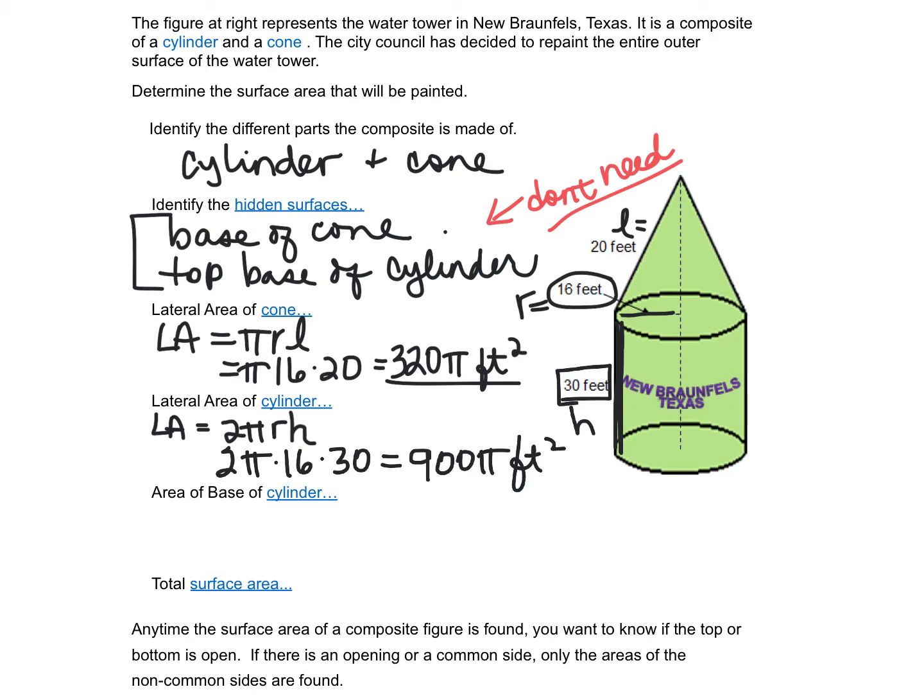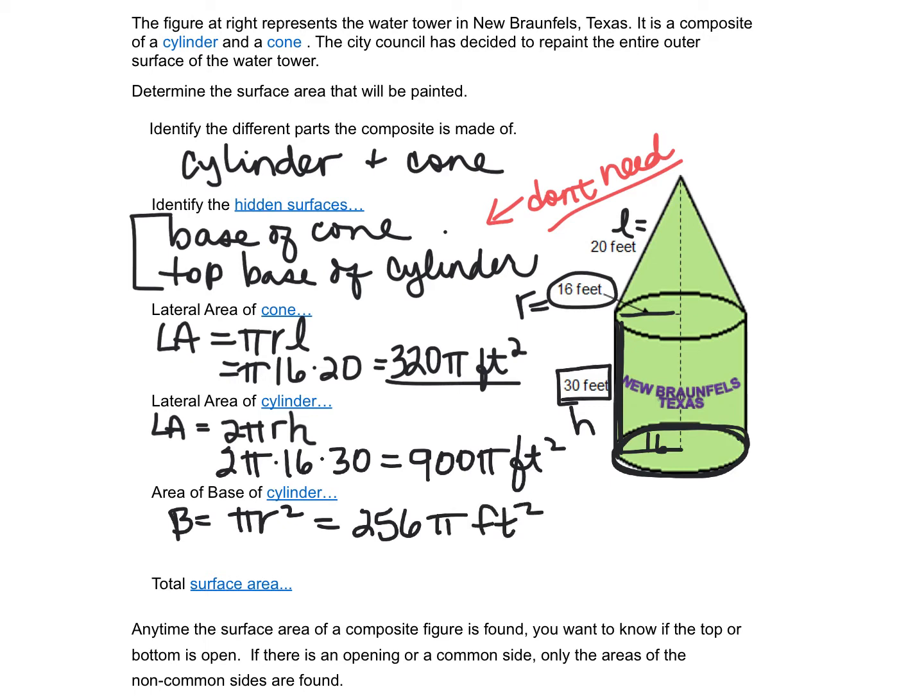All right, let's look at the base of our cylinder. Well, the cylinder base is a circle, and we're going to go with the bottom base, but it's the same size as the top one. Both have a radius of 16. Okay, so the area of the base is pi r squared. So 16 squared is 256, and then that's pi feet squared.